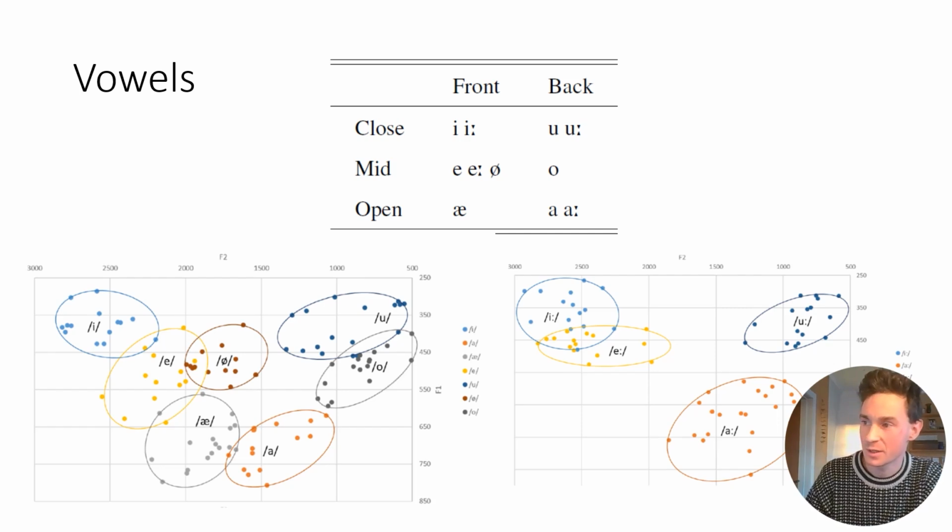There's also an overlap between U and O, which I can talk more about later on, and also an overlap between E and Ö, and we also find dialectal differences between E and Ö and U and O. That said, these charts are based on the language of one speaker, and all the vowels are produced in the same environment.